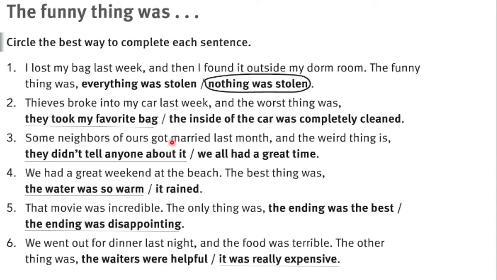Number 3. Some neighbors of ours, o sea, nuestros vecinos, got married last month. And the weird thing, weird quiere decir lo extraño. Y lo extraño es que, so weird is an adjective, ¿no? They didn't tell anyone about it. O sea, se casaron y lo más extraño es que no le contaron a nadie que se casaron.